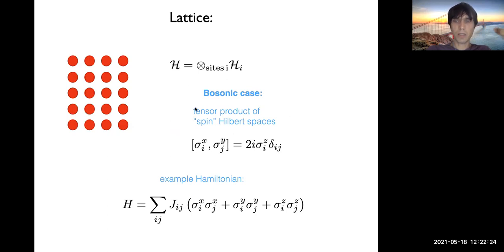Okay, so this is an example of a bosonic Hilbert space. Again, the point is that now operators on separated sites commute as opposed to anti-commuting. Here's an example of a Hamiltonian, the so-called Heisenberg model.